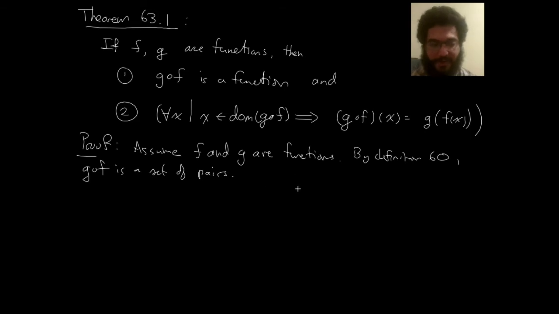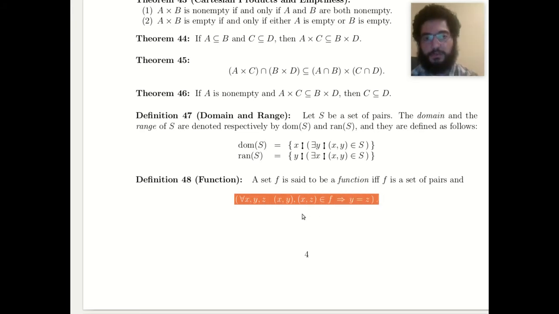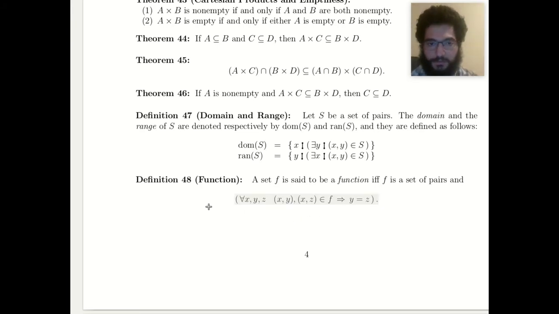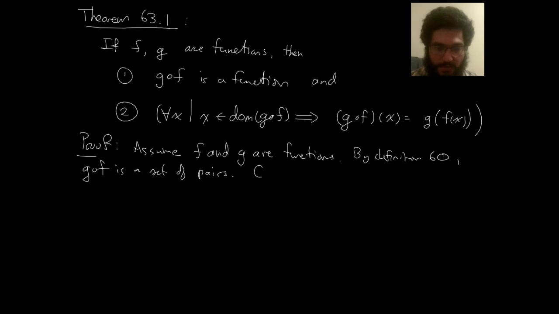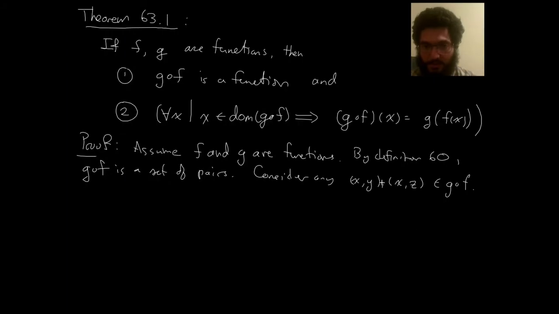All right, great. Now for the actually important part to focus on, which is this. So this is a for all. So I'm going to have to use a universal generalization kind of argument to prove this. So now consider any (x,y), (x,z) in G composed with F. And then my goal is to show that y equals z.